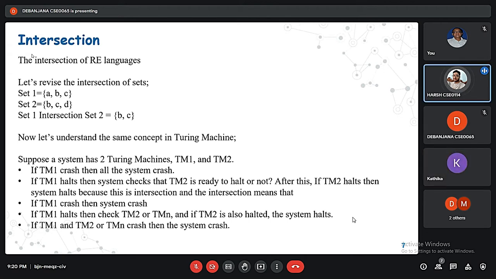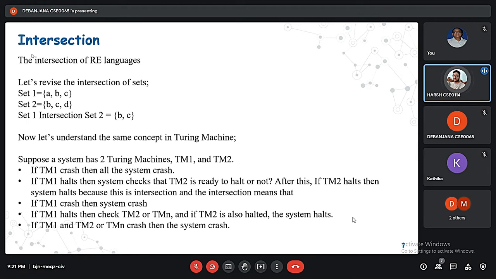Okay, so the intersection of RE languages. Let us revise the intersection of sets. Set 1 is equal to {A, B, C}. Set 2 is equal to {B, C, D}. Set 1 intersection set 2 is equal to {B, C}.